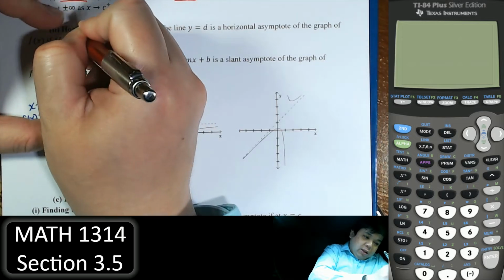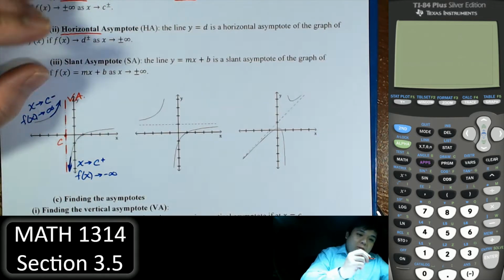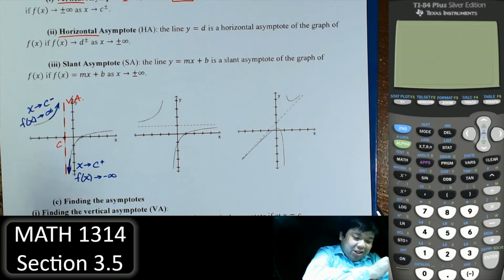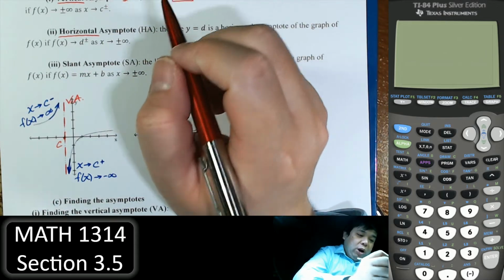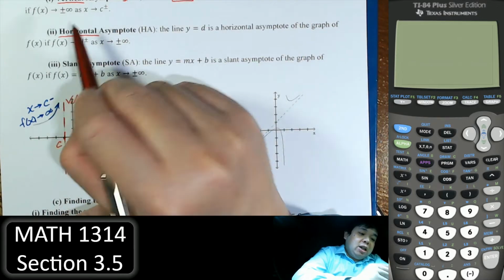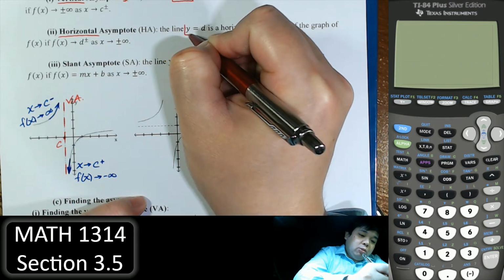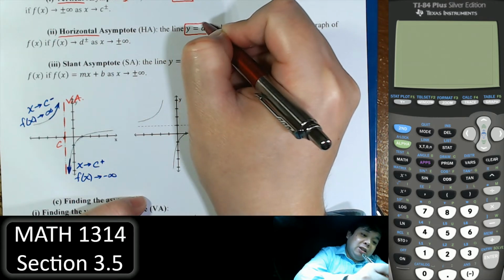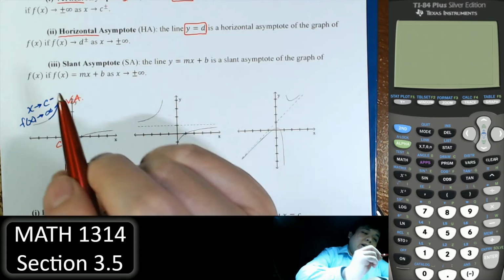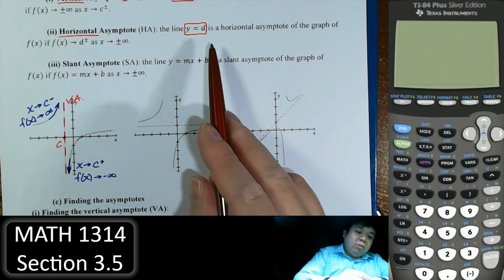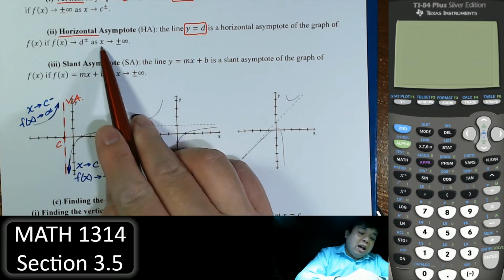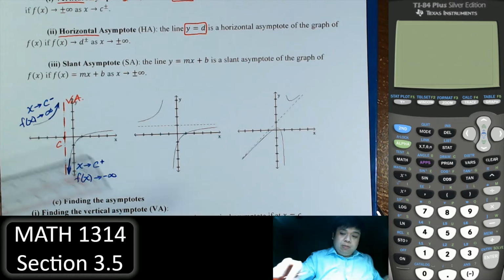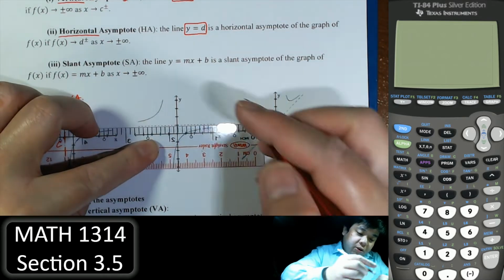Horizontal asymptote, there's only one. The way we define our rational function, there can only be one horizontal asymptote, or maybe none. Right. So the horizontal line is y equal to something, a constant, when the function approaches that constant as x goes to infinity or negative infinity. So we have a horizontal asymptote.